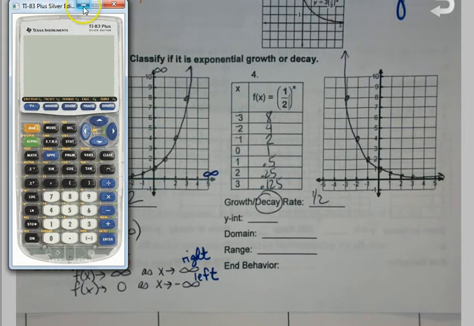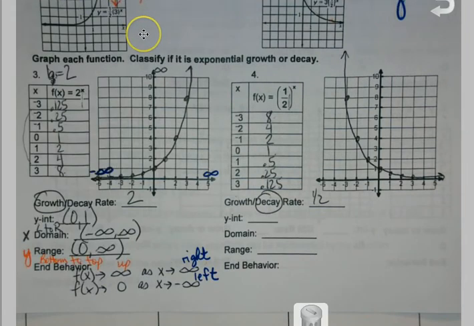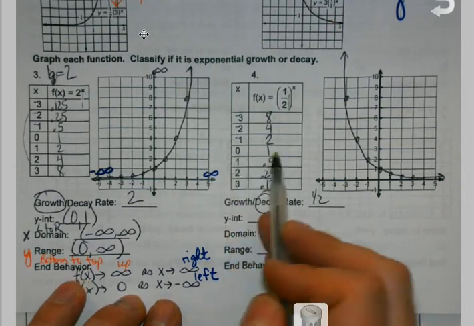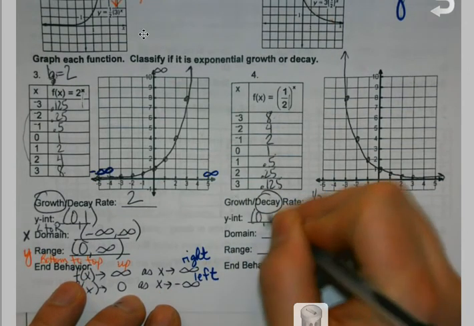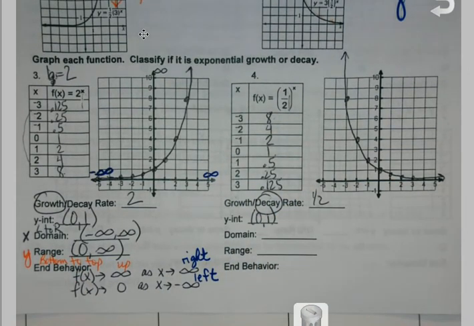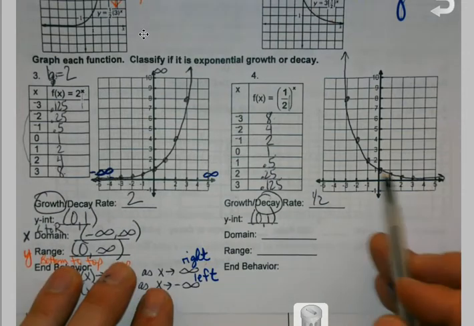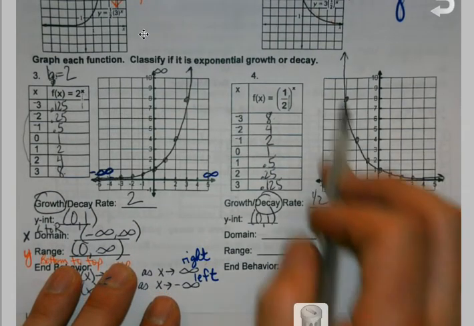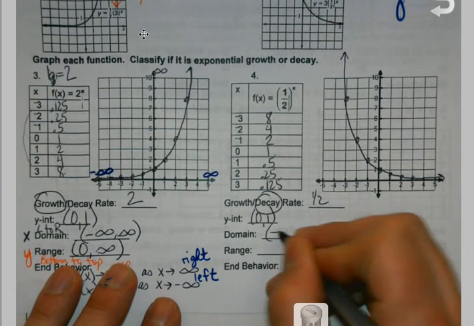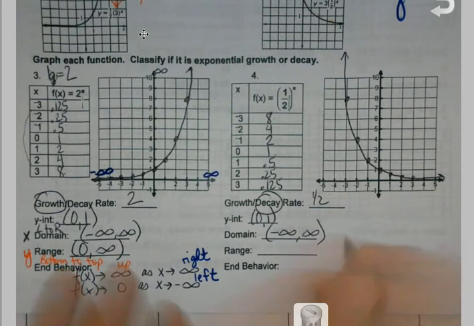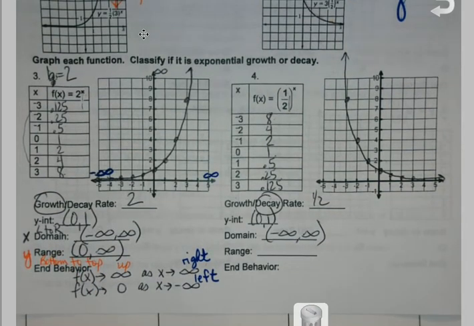Now, I think a lot of these things are going to be pretty similar to what we had before. My y-intercept, where my x value equals 0, is still (0, 1). My domain: my graph still goes forever to the right, and still expands forever to the left. Now, this graph looks different, though. Is my range going to be different?